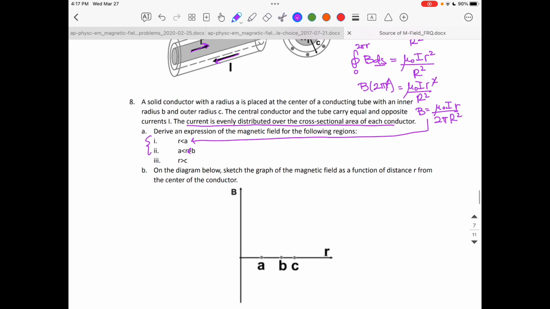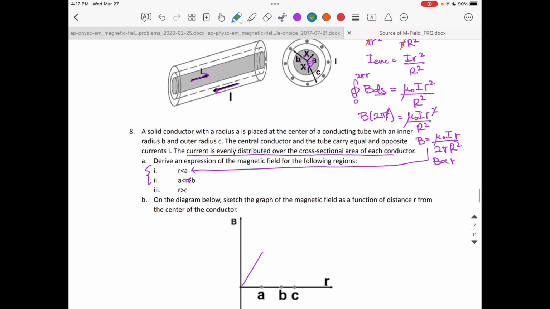and I'm going to go straight to the graph. I can see that B is proportional to R, everything else is a constant, so I'm going to show a linear function for R less than A. The next one we're going to do between A and B. So that's going to be this Amperian circle right here.